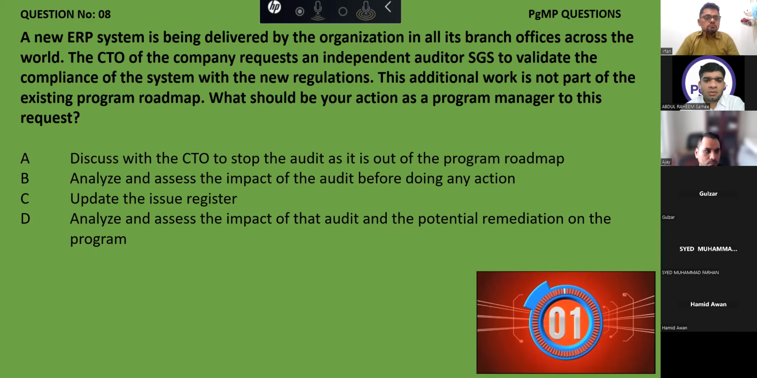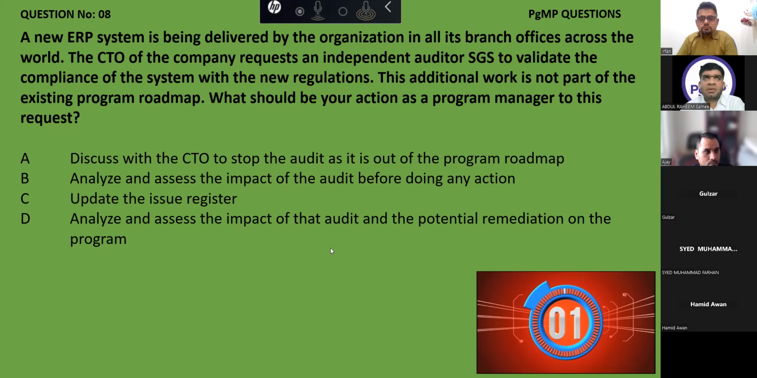What is an issue? Yeah, the reason why I said C was because it's an out of scope item. I believe it's important for us to register it first before we deep dive into analyzing or assessing any work or any remediation plan that needs to be done. How do we manage a change request?